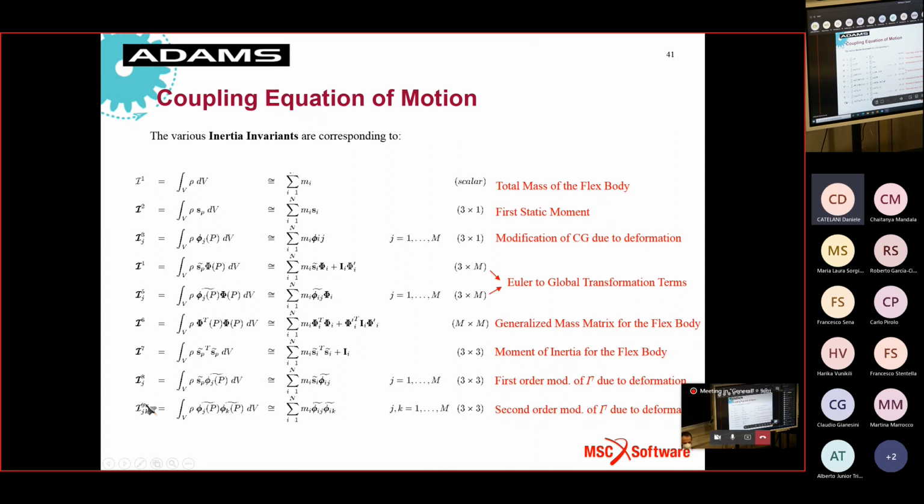Some of these invariants are not related to the modal coordinates, this one and this one. Some of them are related to the modal coordinates with the first order of the modal coordinates. You see inertia invariants 3 and 4, for example, and 8. And inertia invariants 5, 6, and 9 depend on the modal coordinates at the second order. You see here from the equations.